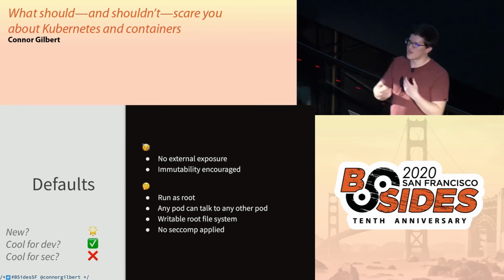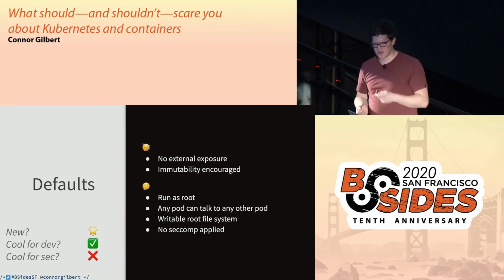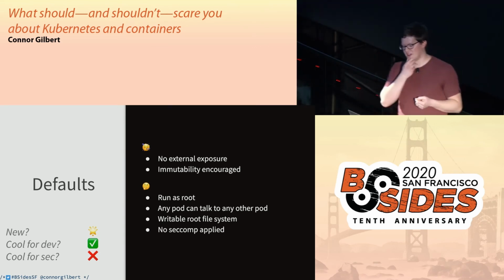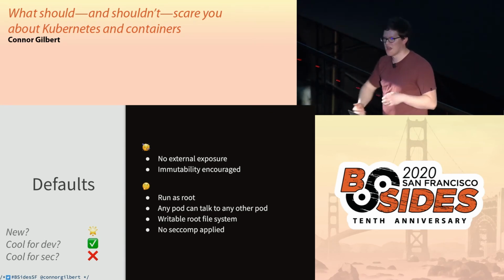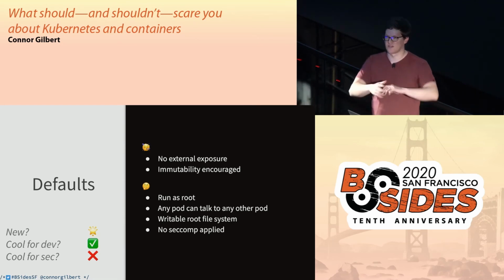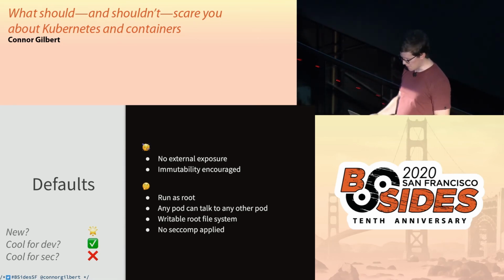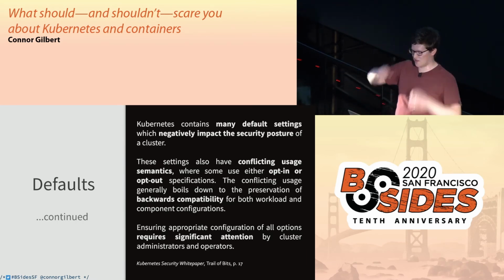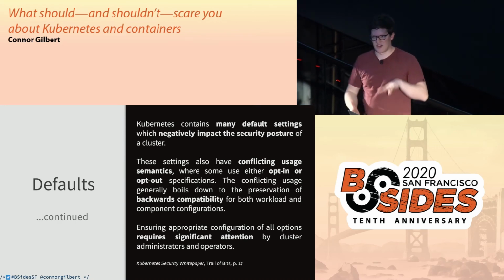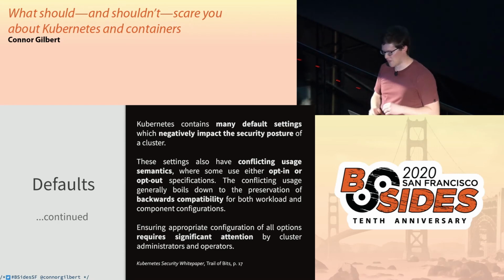And the easy way is to be immutable, to assume that there's no storage, and to write an app that can be restarted. But there are a little more chin-scratching things as well. So you'll end up running as root with no network access control, a writable root file system, no seccomp, actually worse than Docker defaults for a variety of historical, not super interesting reasons. We don't have time for the audit log, but basically these have conflicting semantics. Some are opt-in, some are opt-out, and a lot of it's just based on backwards compatibility.